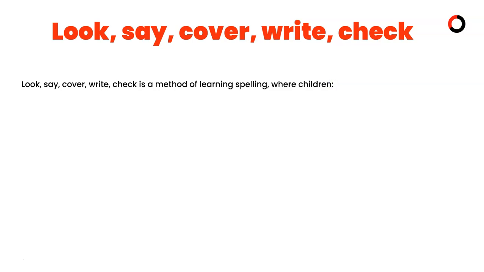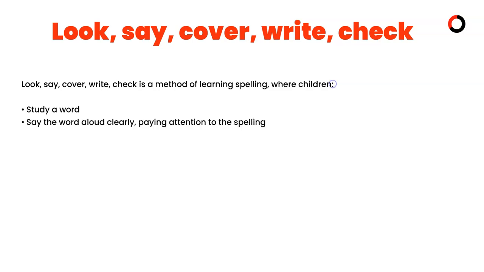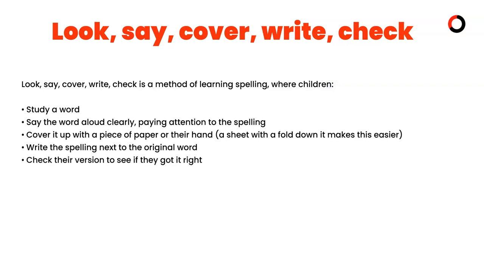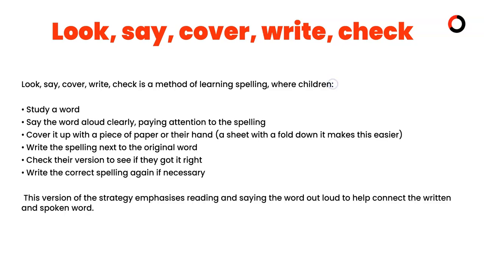The Look, Say, Cover, Write, Check is a method of learning spelling where children study a word, say the word aloud clearly, pay attention to the spelling, cover it up with a piece of paper in their hand, and we've got a template included in the resource folder. Write the spelling next to the original word, check their version to see if they got it right, and then write the correct spelling again if necessary. This version of the strategy emphasizes reading and saying the word aloud to help connect the written and spoken word.